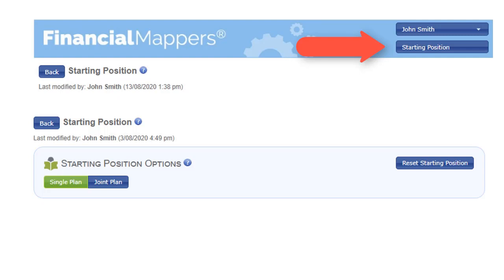It is most important to identify whether this is a single or joint plan. If you are planning for a couple and you do not select joint, then you will not be able to assign salaries, assets and loans to different people or nominate when an account is owned jointly.